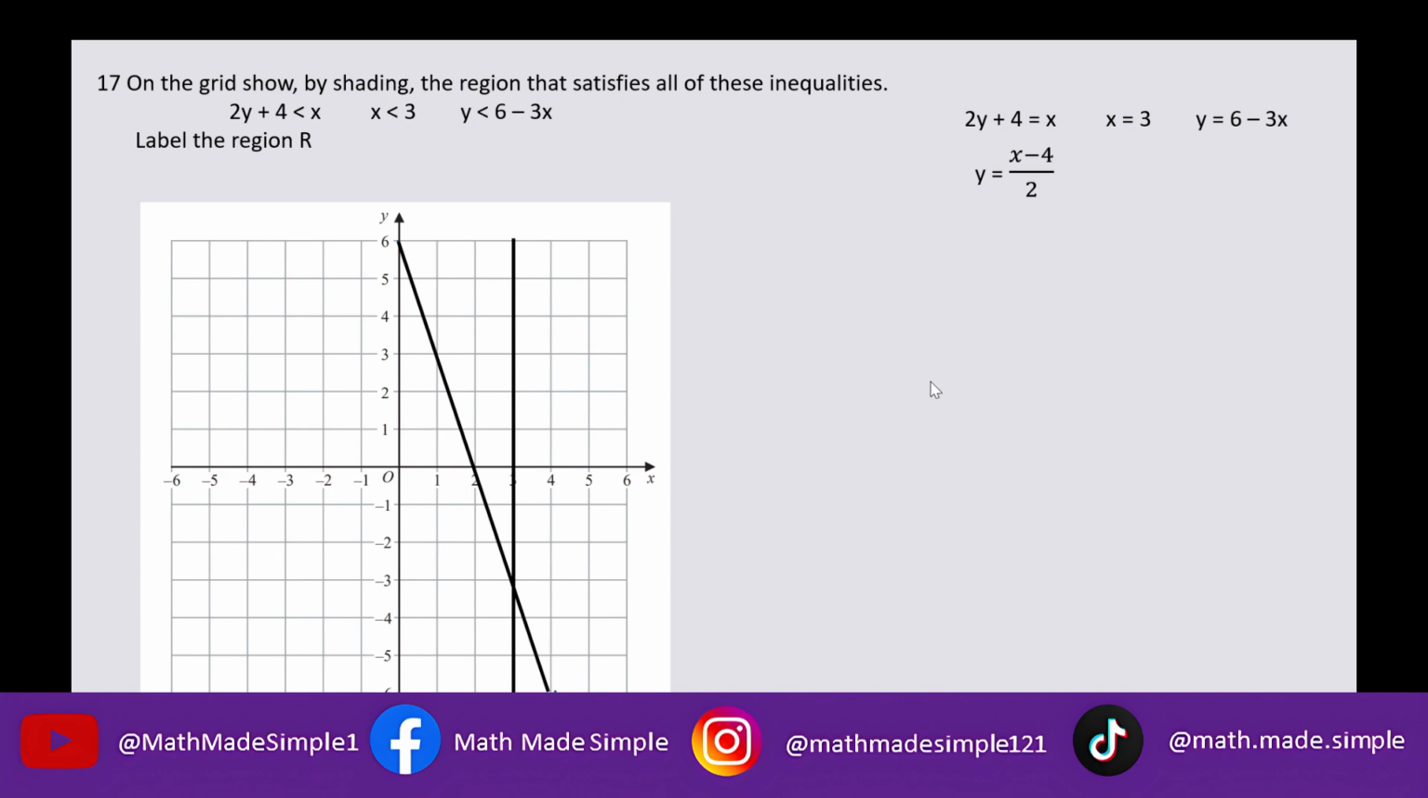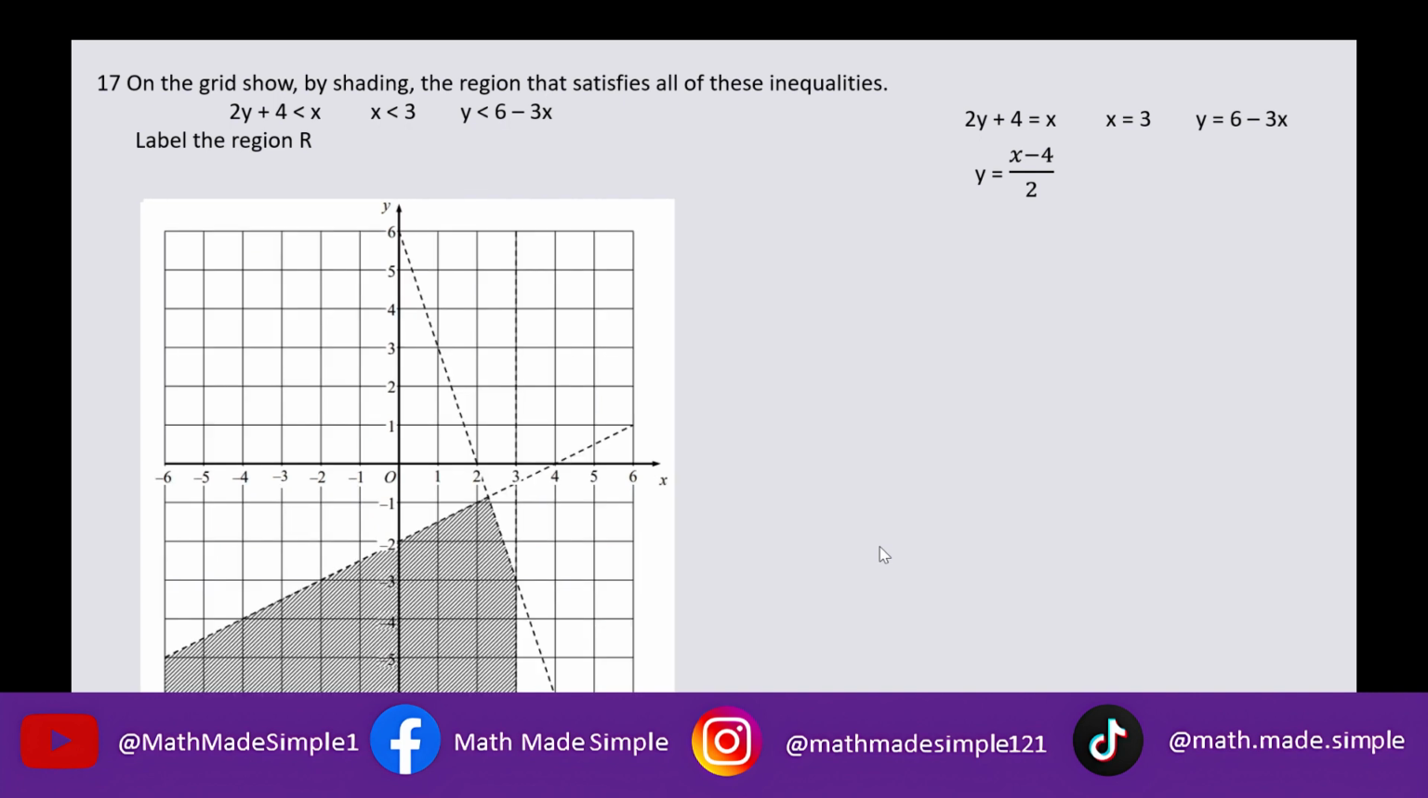And then I would draw y = (x - 4) / 2, and that would represent the inequality 2y + 4 < x. So it would be on this side, the bottom. So I will show that region, and that region will be called R, and that is the answer.